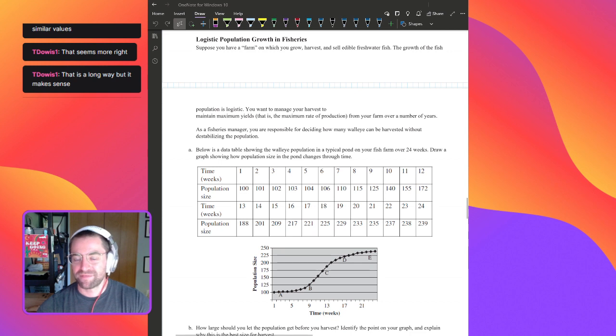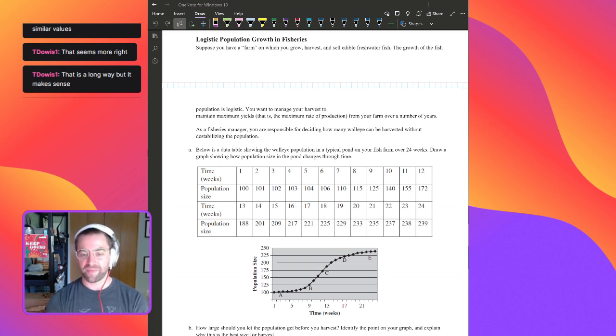And yeah, with that, logistic population growth in fisheries. Suppose you have a farm on which you grow, harvest, and sell edible freshwater fish. The growth of the fish population is logistic. You want to manage your harvest to maintain maximum yields. That is the maximum rate of production from your farm over a number of years. As a fisheries manager, you are responsible for deciding how many walleye can be harvested. Oh, walleye are so tasty.